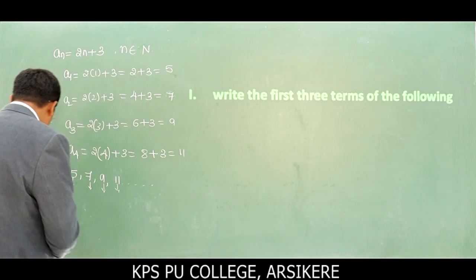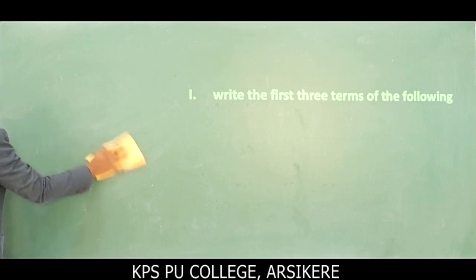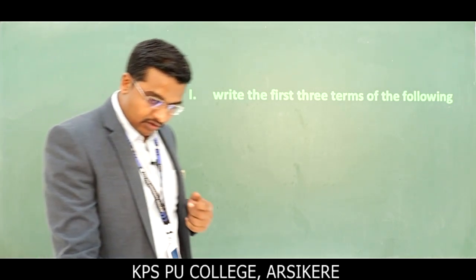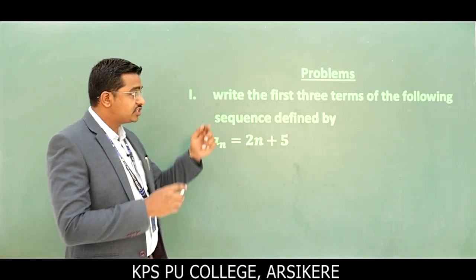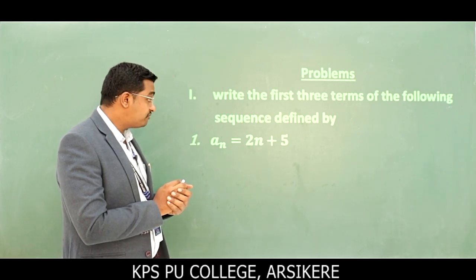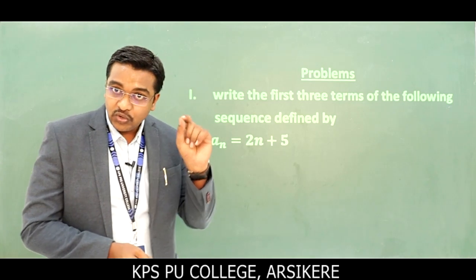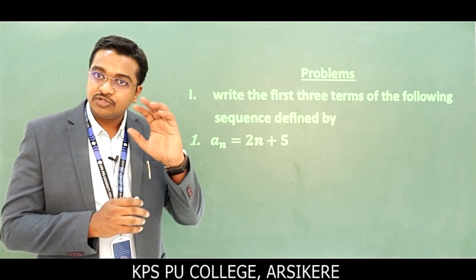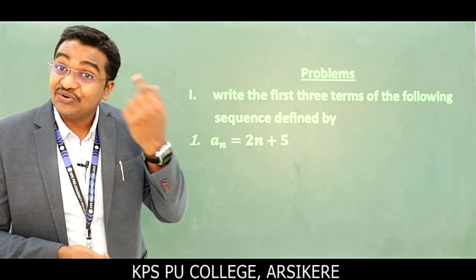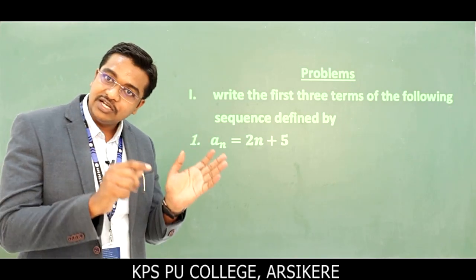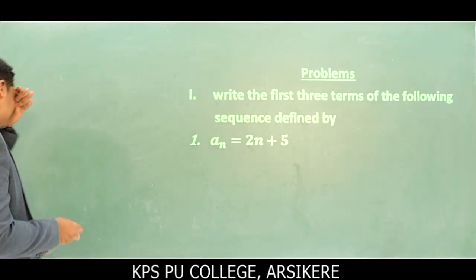Let's see the first problem. Write the first 3 terms of the following sequences. First 3 terms. Write the first 3 terms of the sequence defined by an is equal to 2n plus 5. In a sequence, you know, substitute n is equal to 1, we get the first term. n is equal to 2, second term. n is equal to 3, third term. Understood, children? Substitute n is equal to 1, 2, 3 and you get the corresponding terms. So that is the first 3 terms.